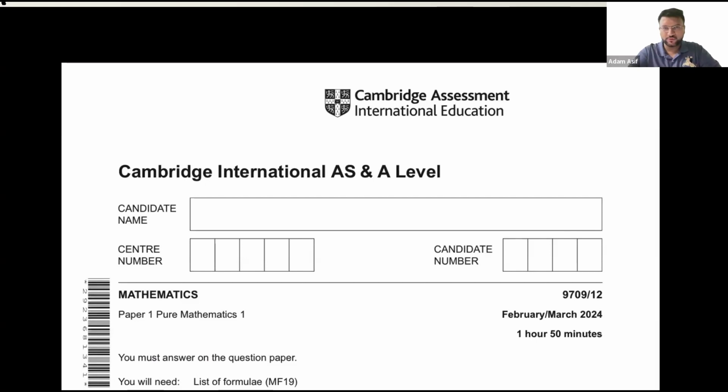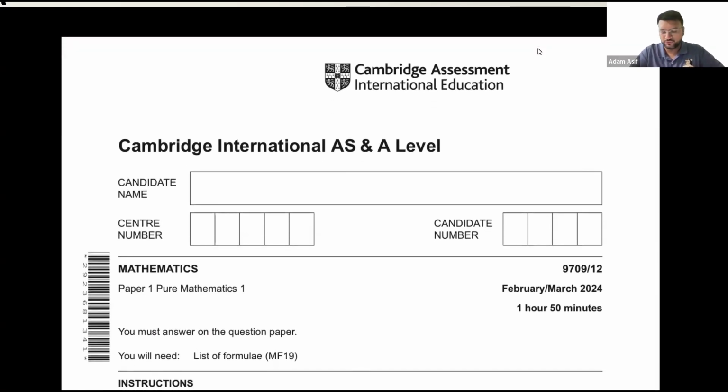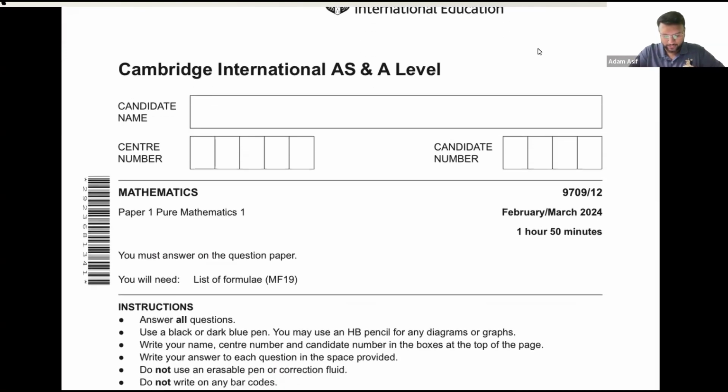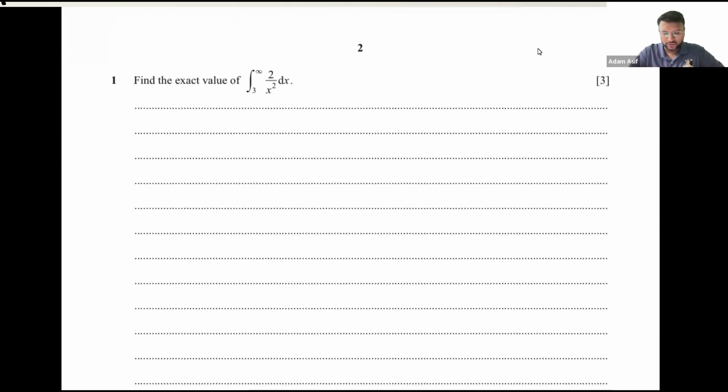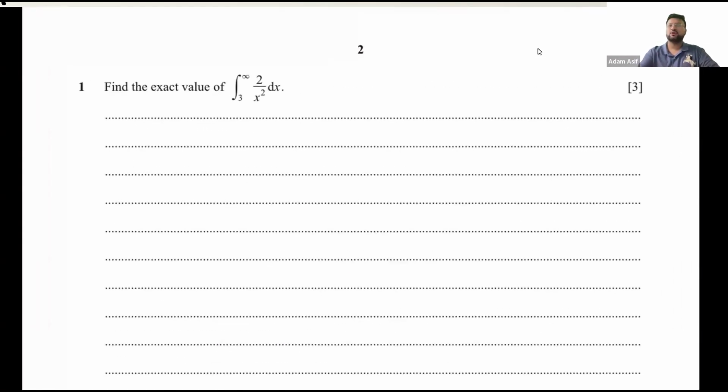First of all, we are starting in the reverse order. I'm going to be solving March 2024 first. Okay, so the first question is on improper integral. We have an integral sign, and the fraction is 2 upon x square.